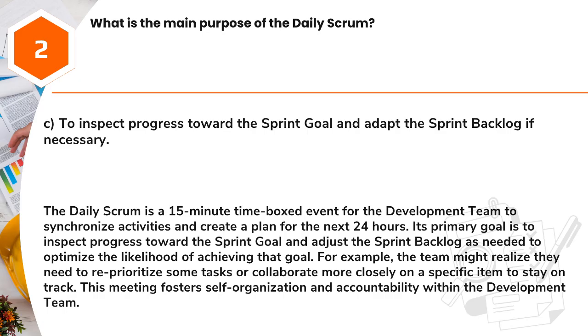The daily Scrum is a 15-minute time-boxed event for the development team to synchronize activities and create a plan for the next 24 hours. Its primary goal is to inspect progress toward the sprint goal and adjust the sprint backlog as needed to optimize the likelihood of achieving that goal. For example, the team might realize they need to reprioritize some tasks or collaborate more closely on a specific item to stay on track. This meeting fosters self-organization and accountability within the development team.